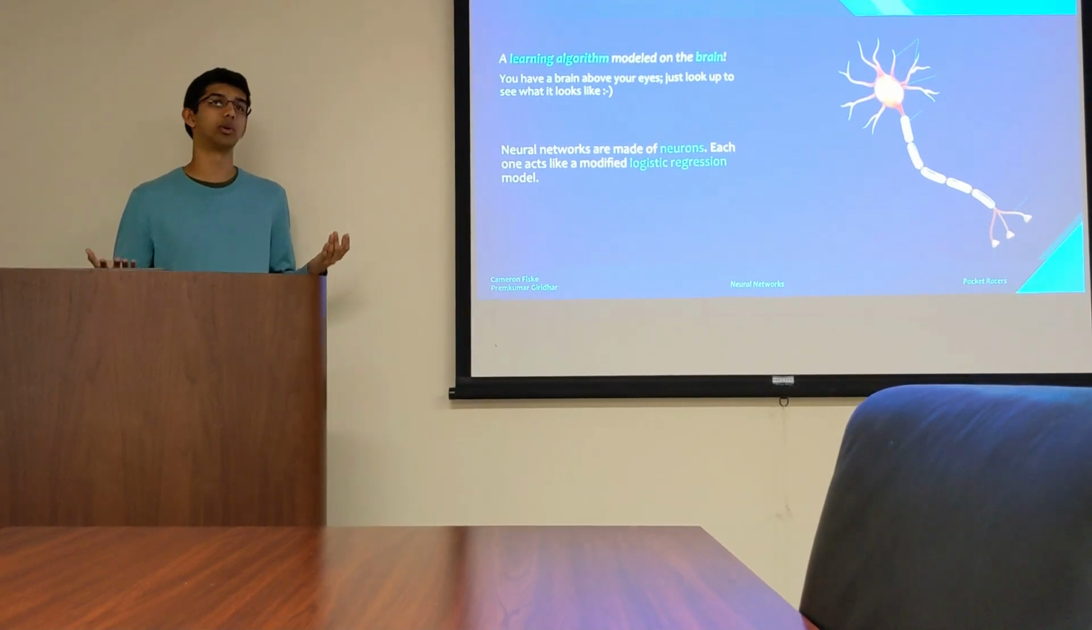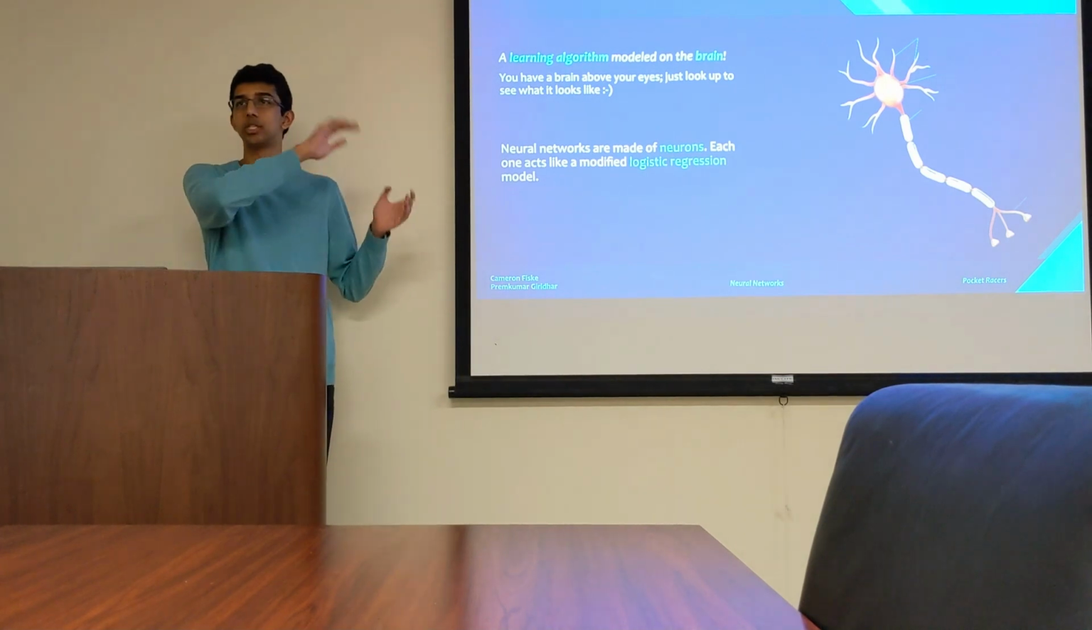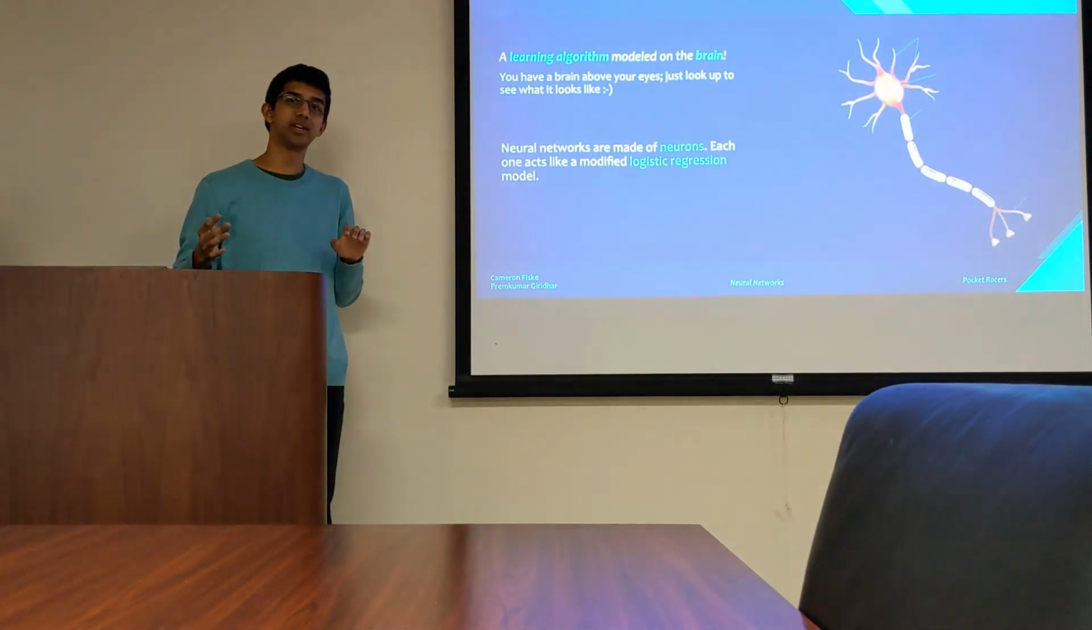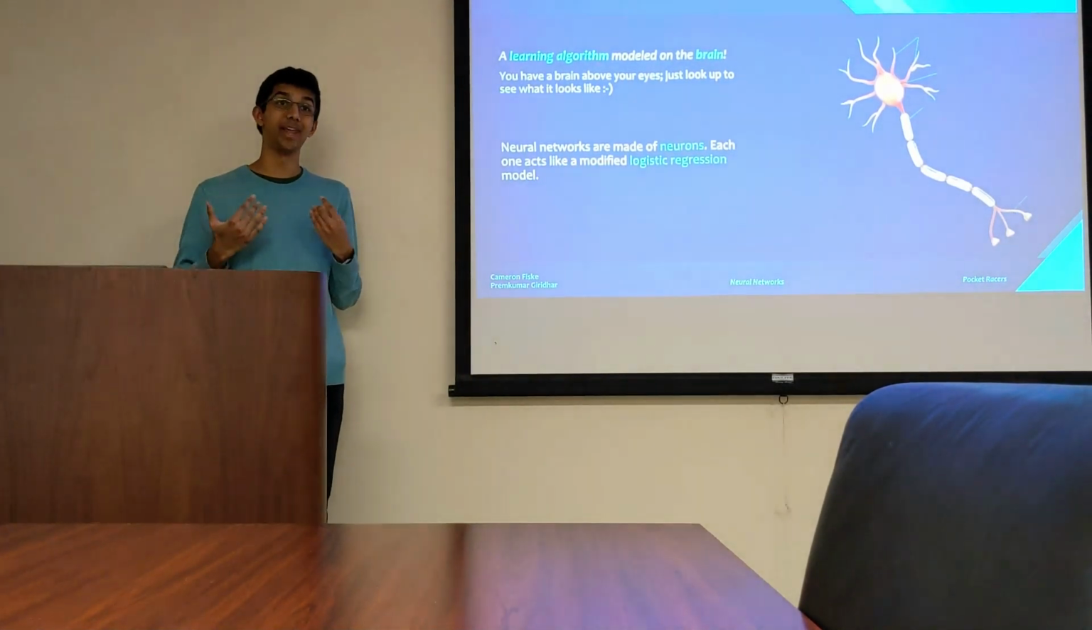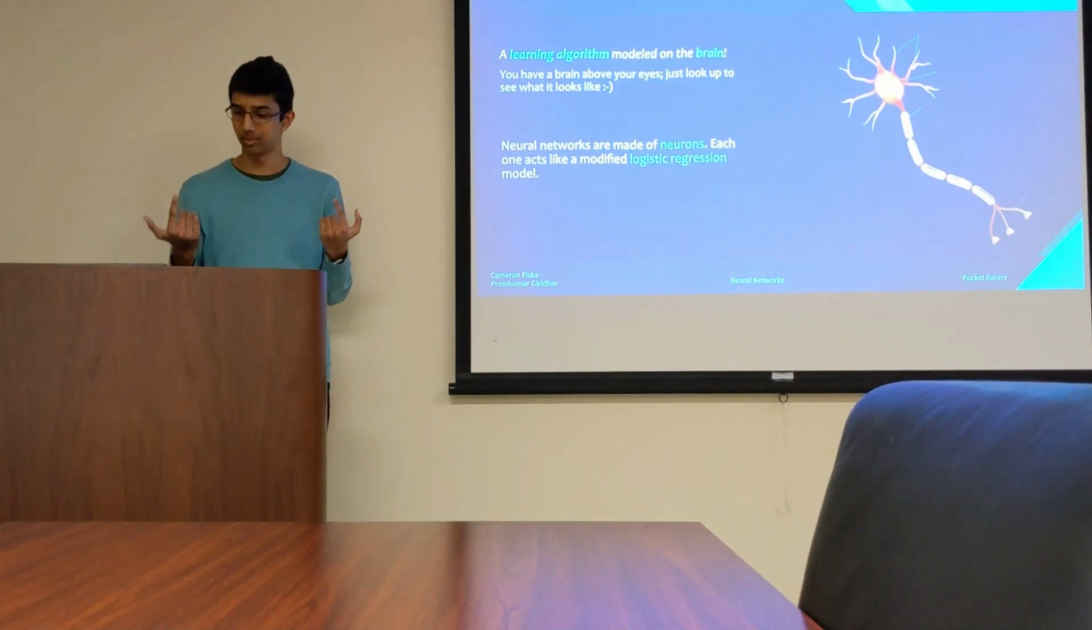So first of all, we'll take a step back. What are neural networks? Basically, they are a learning algorithm, much like the regression stuff we've talked about, but they're a little bit fancier, and they're meant to model how the brain learns things. Of course, if you want to see how the brain works, you can just look up. It's right above your eyes.